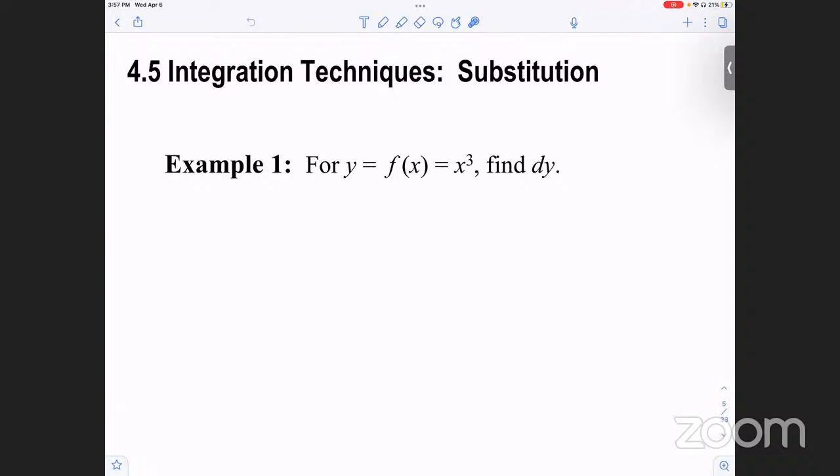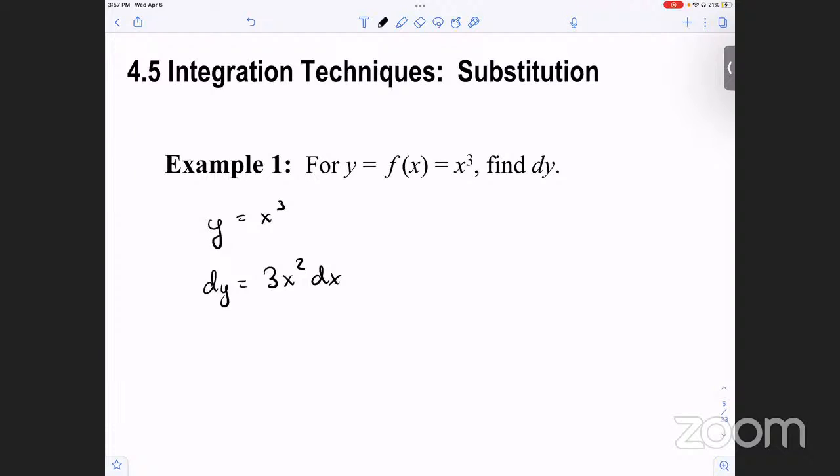Now, for y equals x cubed, we're asked to find dy. If we take the derivative on both sides, we can do the following. We can say dy equals 3x squared dx, right?